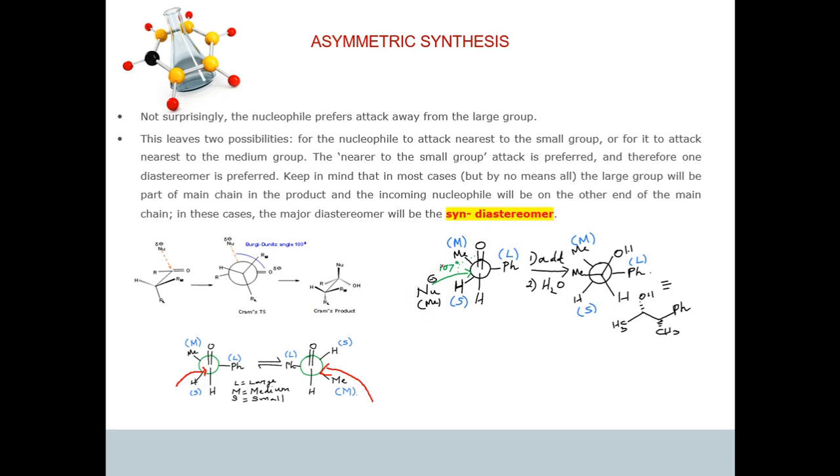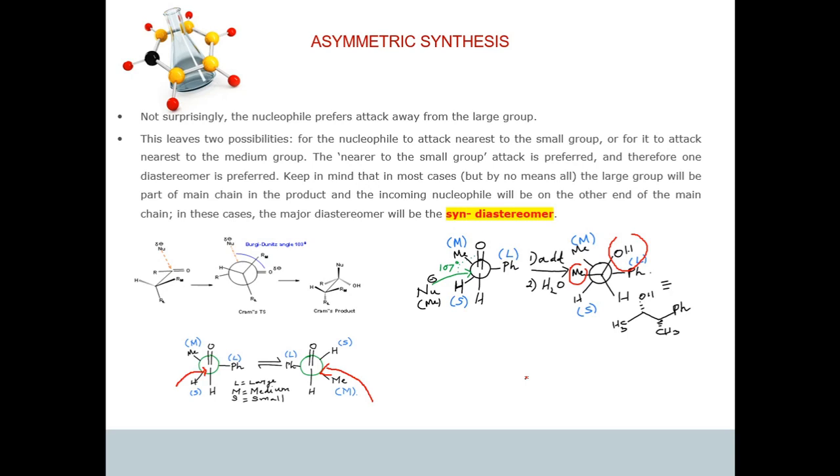Now, when the nucleophile attacks from this side, we see the OH group is pushed towards this side. So this is your nucleophile, and we have our hydrogen. There are two possibilities: the nucleophile attacks nearest to the small group, or nearest to the medium group. The attack nearer to the small group is preferred, and therefore only one diastereomer is preferred. We have to keep this in mind.